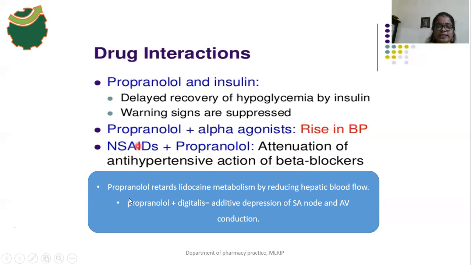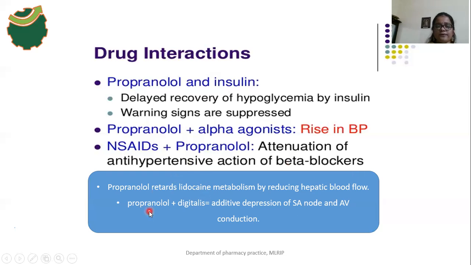And the fourth drug interaction is with lidocaine. Propranolol decreases lidocaine metabolism. It retards lidocaine metabolism by reducing the hepatic blood flow. Propranolol decreases the blood flow to the organs, so it decreases the blood flow to the liver region also. That's why lidocaine metabolism will decrease. Lidocaine metabolism requires blood flow. Blood flow is required for the metabolism of lidocaine. But here propranolol reduces the blood flow to the liver, so that's why the metabolism of lidocaine is decreased.